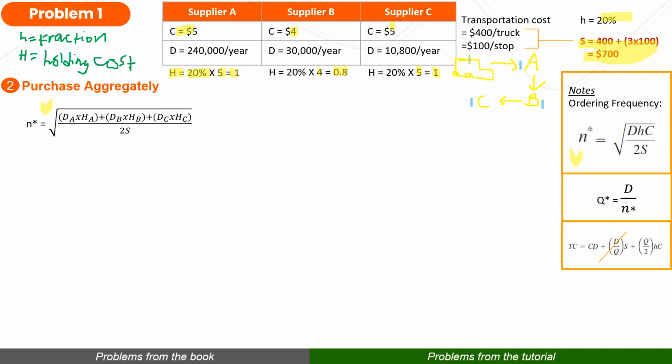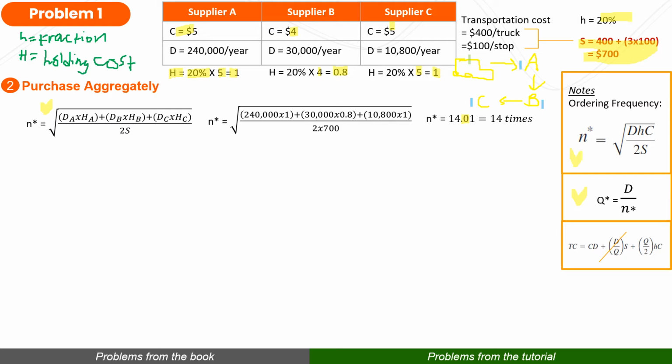Okay, and we got 14.01. In the beginning, I said that we always have to round it up, but since it is only point zero, I think it is okay to round it to 14. Okay, after we get the ordering frequency, we compute the Q star.